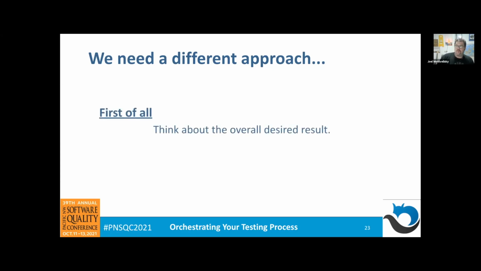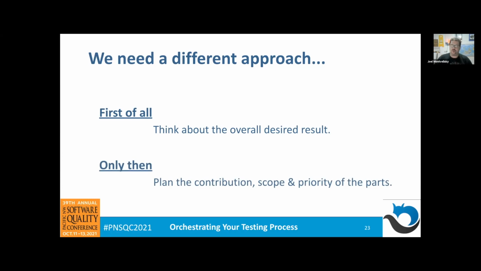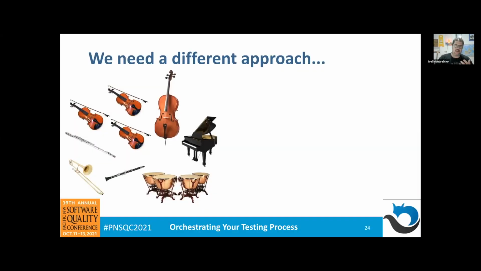We need to have an approach that, first of all, will try to look into what the desired results are. What do we want to achieve? What information do we want to send? Who do we want to send it to? And then once you have those requirements, you need to look at how you can break it down, how you can scope it, and how you can actually make all of this happen. In a sense, what we need to do is to stop looking at the individual instruments.